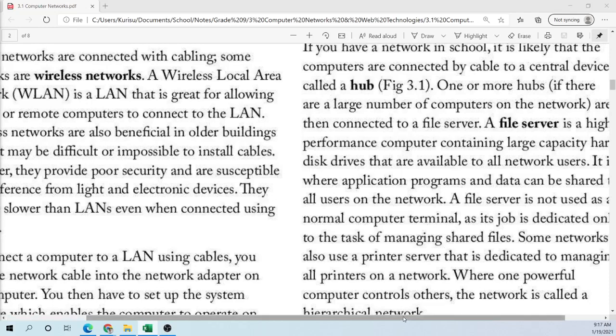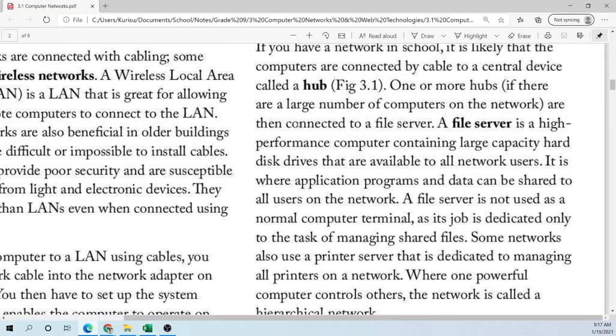So one or more hubs would be needed, depending on the size of that network, how many devices need to be connected to that network. The next device that we need is a file server.